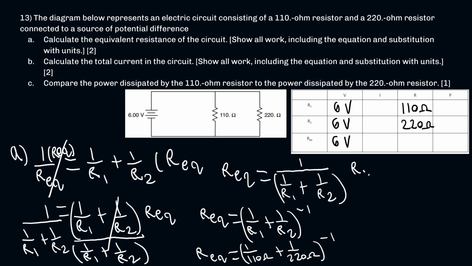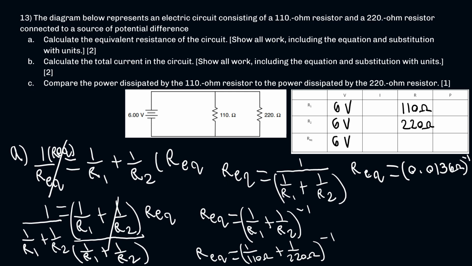So REQ is going to be equal to, so plug this into your calculator here. So 1 over 110, then 1 divided by 220. Just add those two numbers together, and you should get around 0.0136. So 0.0136, this is ohms, all raised to the negative first power.